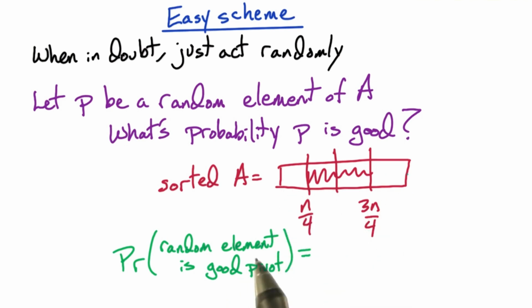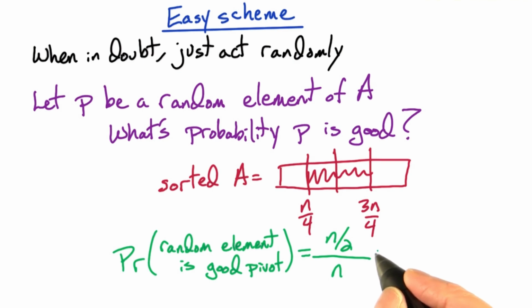So the probability a random element is a good pivot is the number of choices which lead to a good pivot divided by the total number of choices. The number of good pivots is n over 2, and the total number of choices is n. Simplifying this, we get 1/2. Exactly half the elements are good pivots. So no matter how you order this array A, we get a probability exactly a half of finding a good pivot.